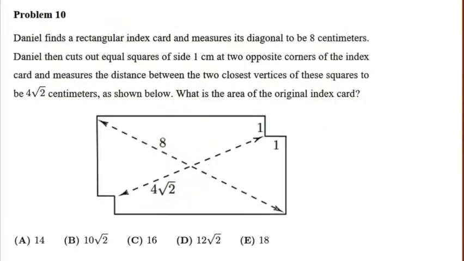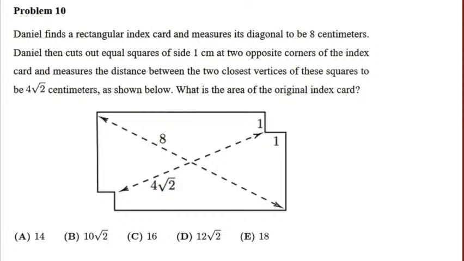Okay, so let's solve. Again, in this problem we should use the Pythagorean theorem. Let's first consider the main rectangle. If we consider this side to be A, then it is 1, and it is A minus 1. And if the whole length is B, we can say it is B minus 1, and it is 1.